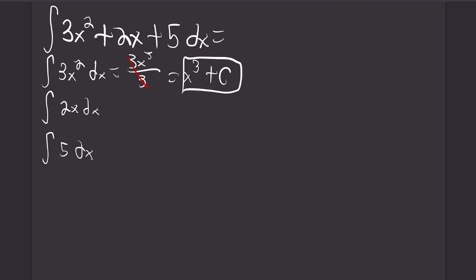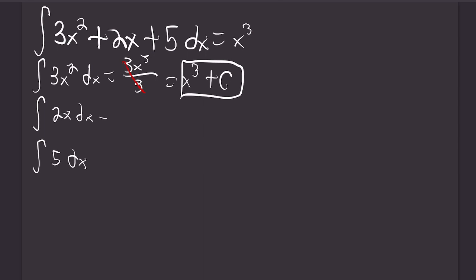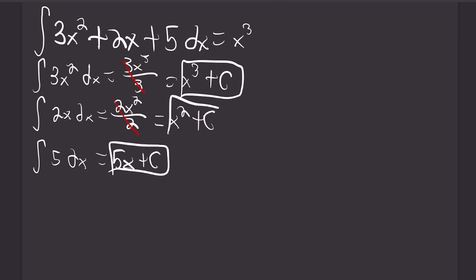So we can already add in x cubed. Now we need to find the antiderivative of 2x, which we can use the power rule on. 2x squared over 2, and then these 2's cancel out, giving us x squared plus c. But we'll add that in all at the end. Antiderivative of 5: we can just attach the x here, and we'll have 5x plus c. So our answer is x cubed plus x squared plus 5x plus c.